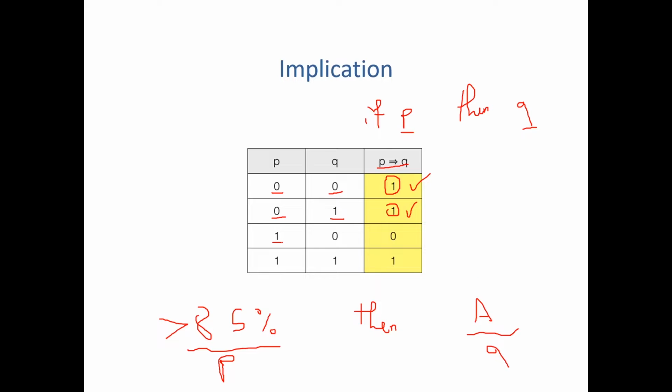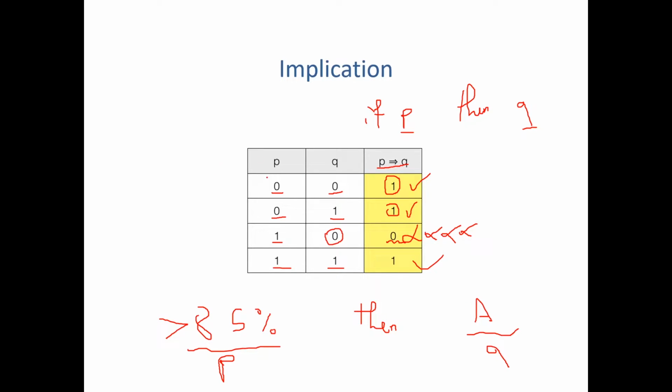The third one, you start off with the premise is true. You did get more than 85%, but you reached false. You didn't get an A. This is where it doesn't make sense, because you did abide by the rule, you got more than 85%, but you didn't get an A. This is the only place where it's going to be false, where something doesn't make sense. And finally, you did get more than 85%, you did get an A, everything makes sense.